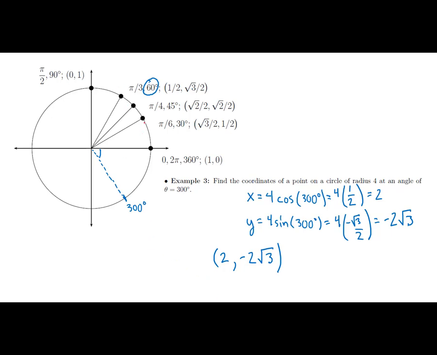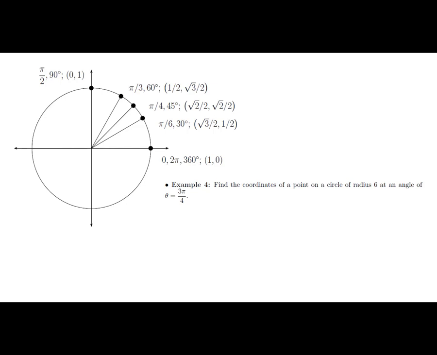Now just to be clear, the picture up here is the unit circle, right? So this point that I'm at right here is not my answer. This is the point 1/2, negative root 3 over 2. But then I'm using that knowledge to answer the question they actually asked me, which was, if you're on a circle of radius 4, what's the point? And so I just multiplied those two values by 4 and got my answer.